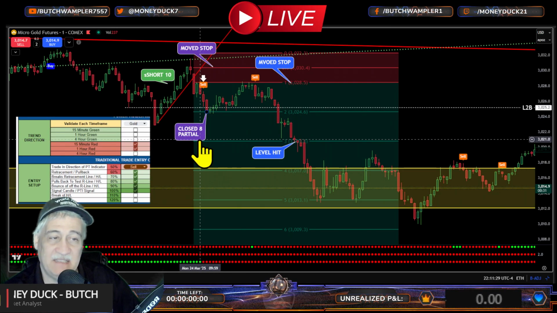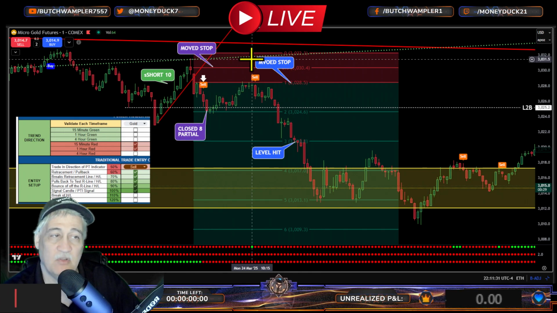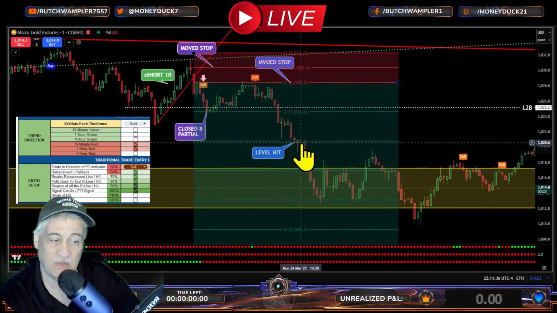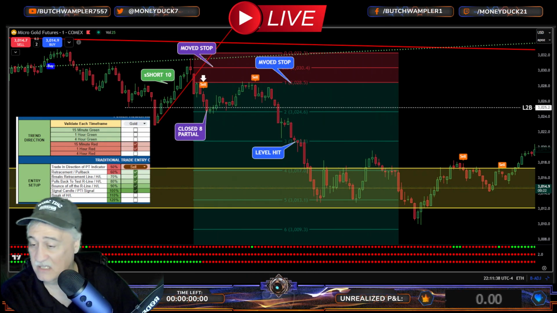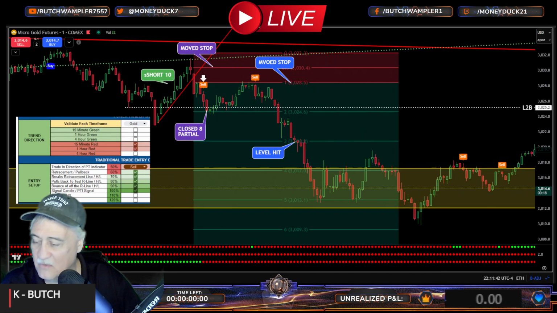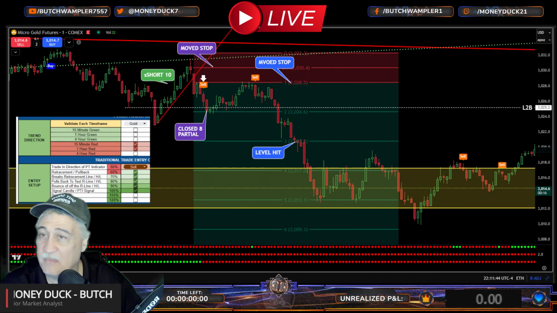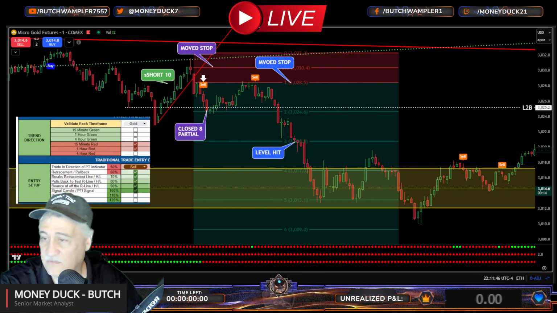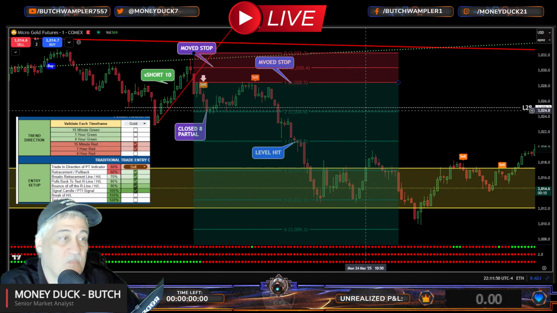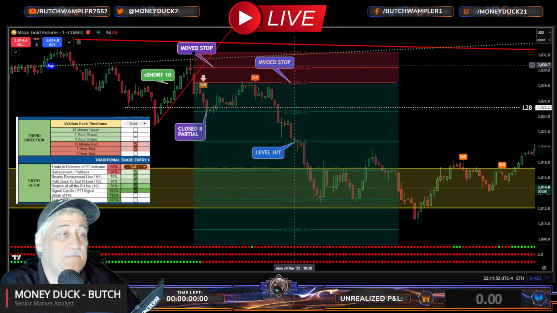I closed 8, okay, and moved my stop to the halfway point. And then this level was hit, and I'll go through how I manage my stop. And I need to pull that sheet up. I kind of move stuff around on my computer, so you have to bear with me as I figure out where everything is.